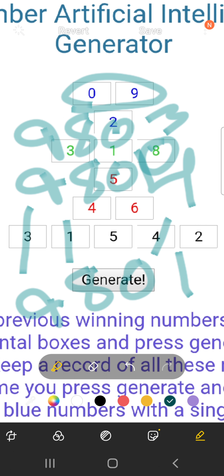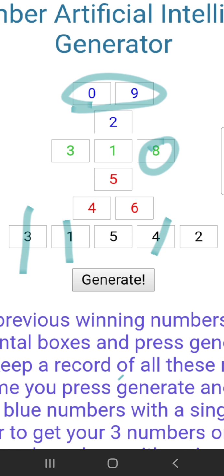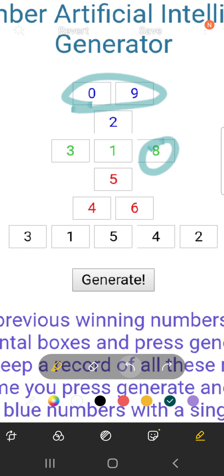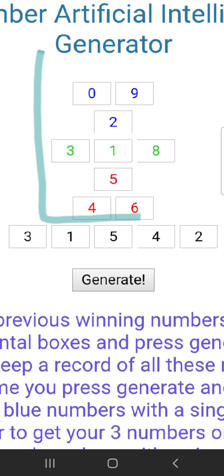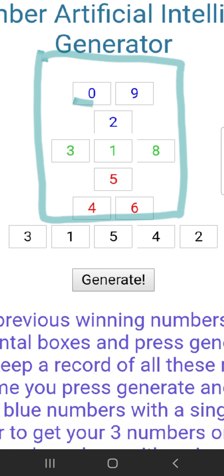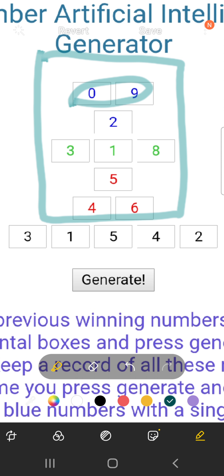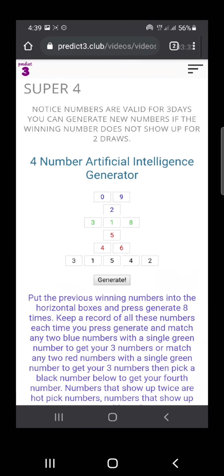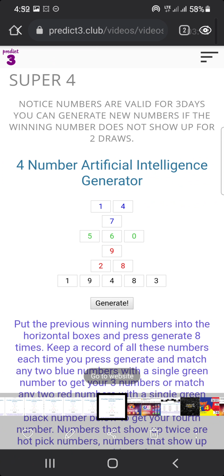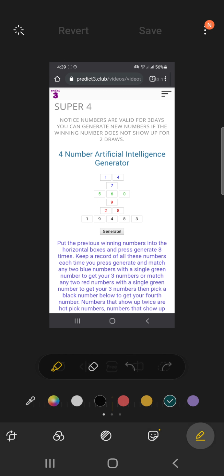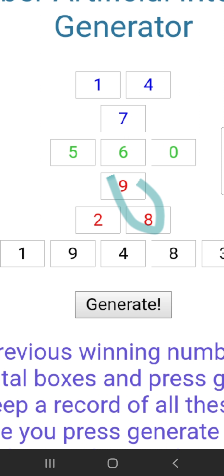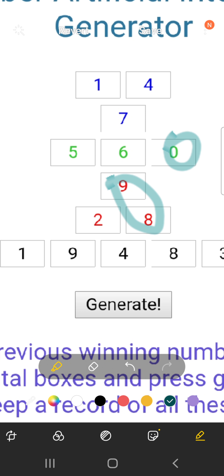So you see how I did that? It's very easy. Just make sure you check for the numbers that show up here twice. You're matching any two blue with a single green: 0, 9, and 8. And if you notice, I got 0, 9, and 8 again in this section. 980, the same thing, right?